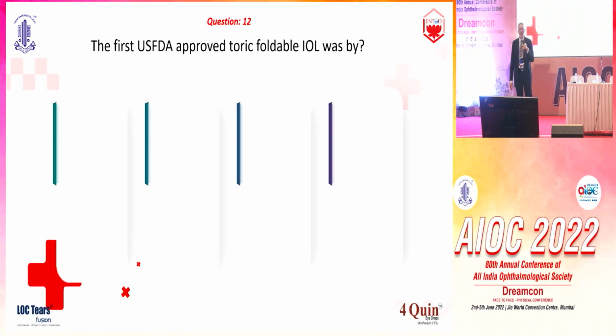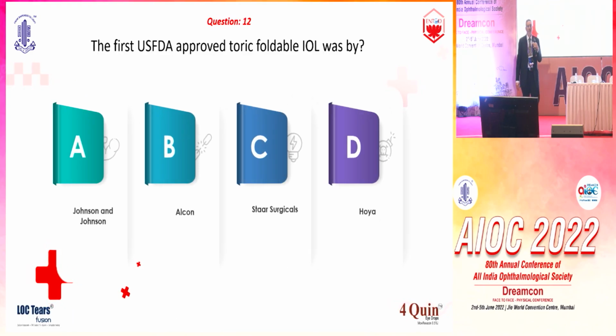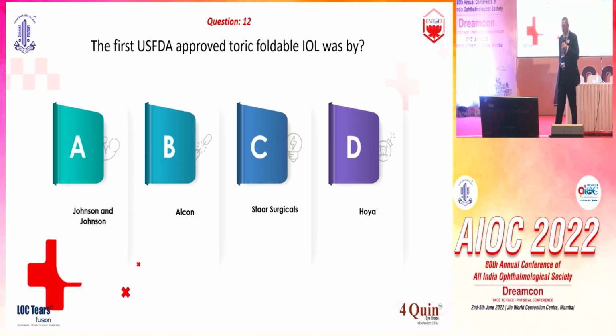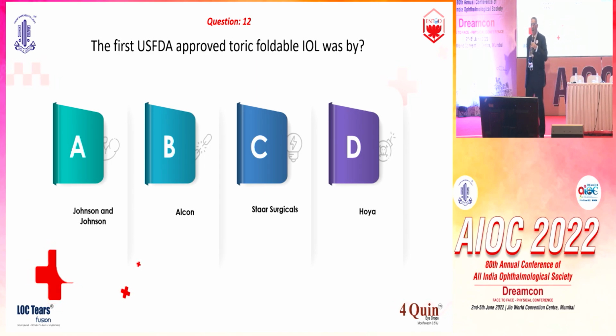The first US FDA approved toric foldable IOL was by which company? Johnson & Johnson, Alcon, Star Surgicals or Hoya. I have no financial interest in any of these. Only Entod is giving me money. And Entod has not made an IOL as yet. So the time starts now.